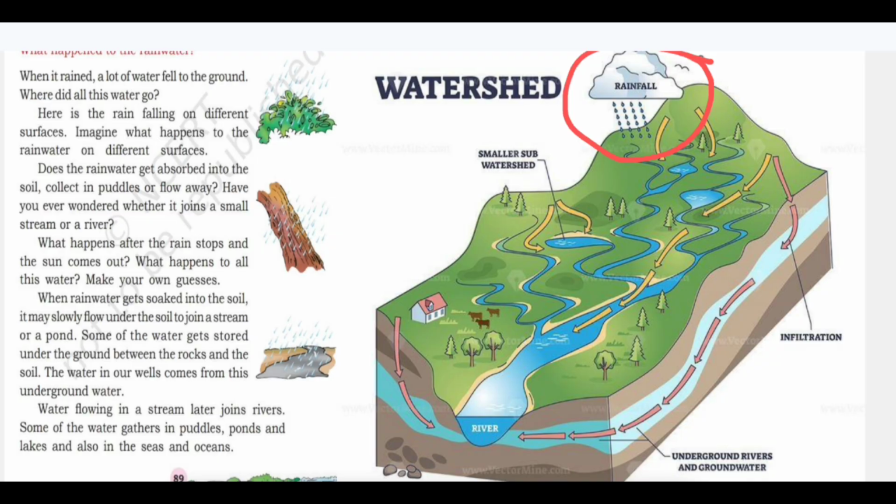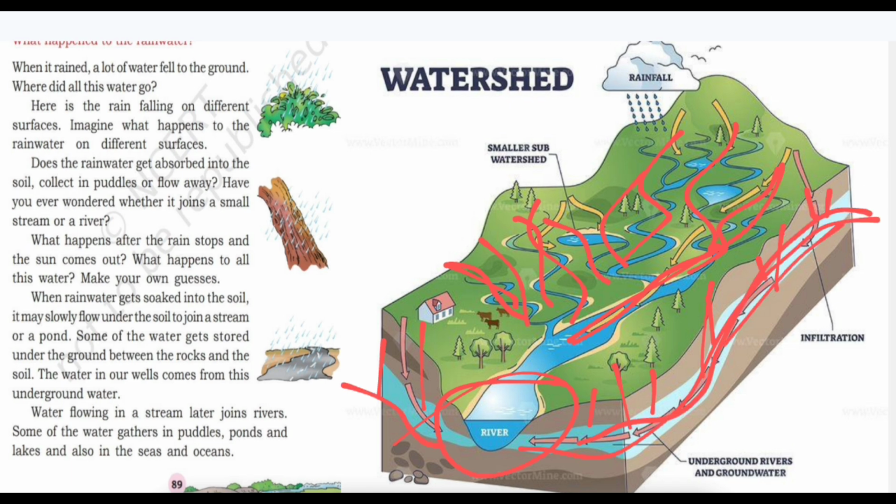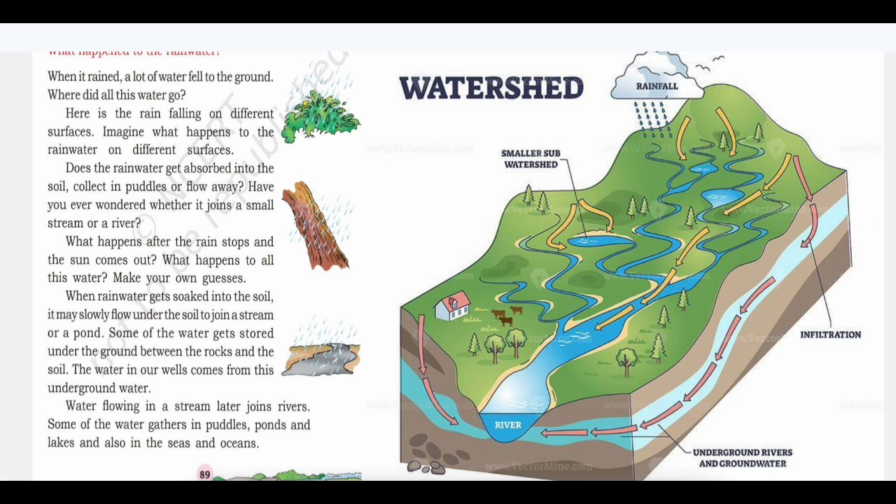So carefully look at this image, children. This is rainfall. So what happens when it rains? The water gets collected. Right? And these are streams of water. So then what happens? All these streams join together to form a river. And see, all this underground water, the water that has soaked inside, is groundwater. This is your underground water. Can you see?